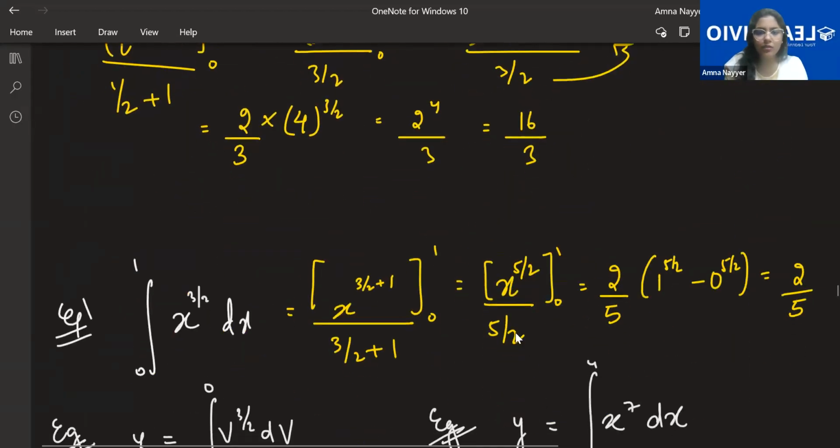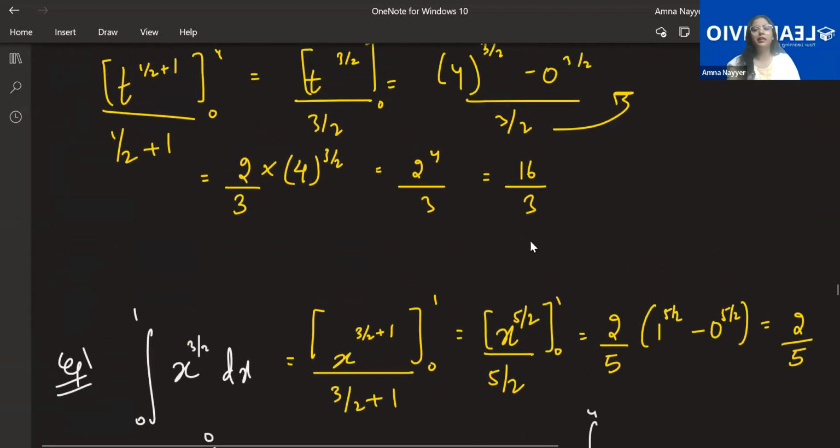Just add down the things here. I think this page is sufficient. Just write this one and then this one.